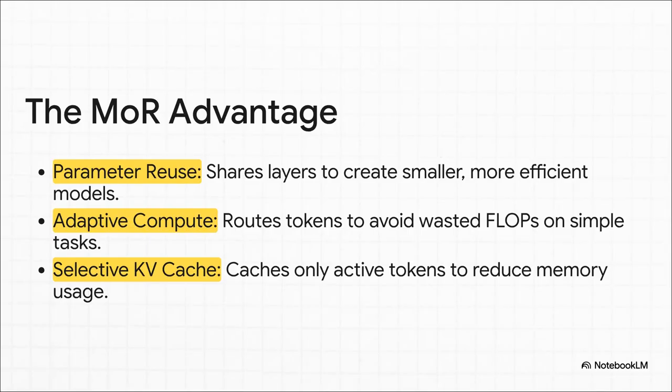So let's just quickly connect the dots on how it pulls this off. 1, by reusing parameters in that loop, the models are just smaller and more efficient to begin with. 2, by using adaptive compute, it stops wasting energy on simple tokens. And 3, it attacks that memory bottleneck we talked about by only holding onto information for the tokens that are still being processed. It's a 3-pronged attack on inefficiency.